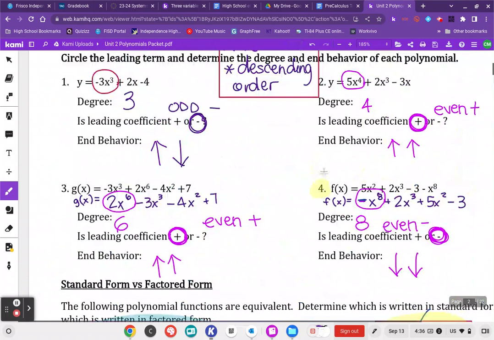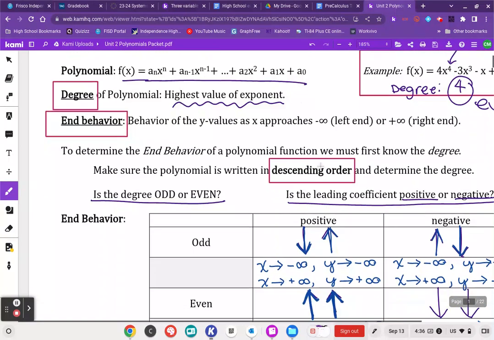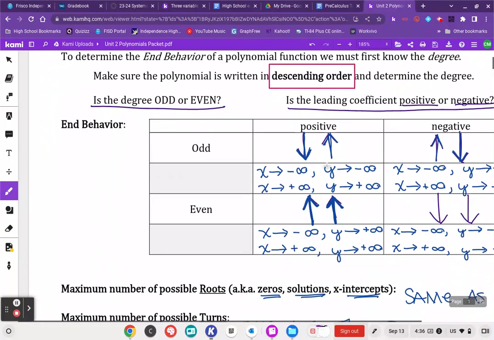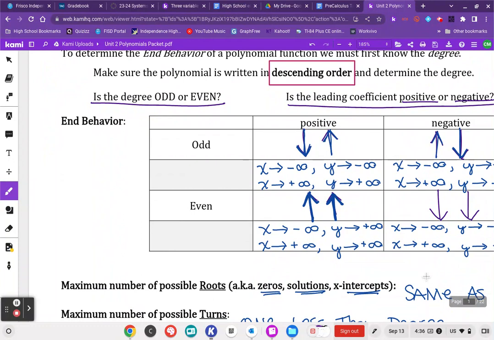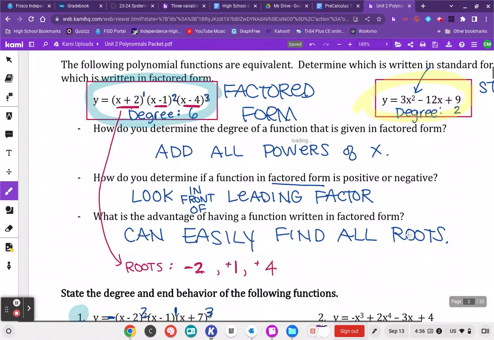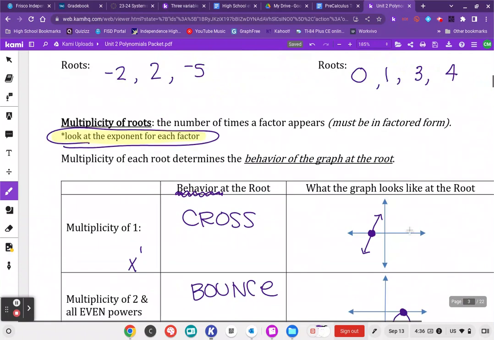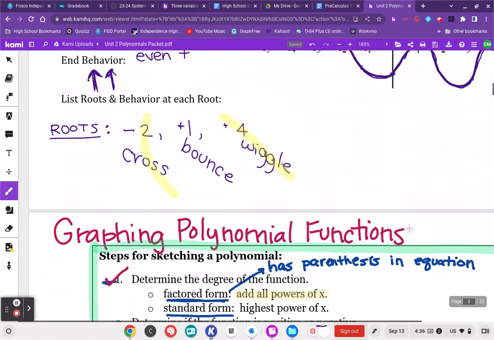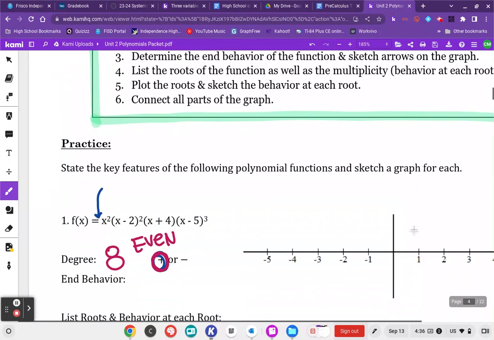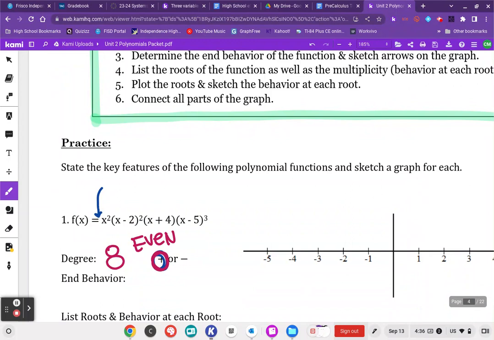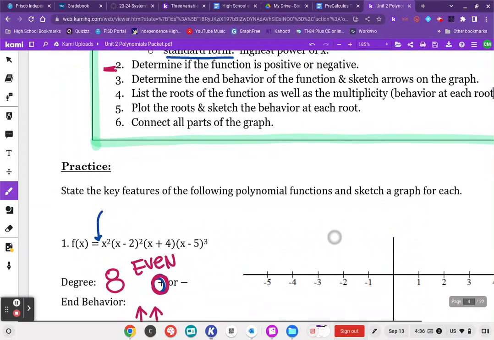Now you will have to know this chart on assessment day. So figure out a way that you can remember this chart. But even and positive means I'll have up, up end behavior. So let's go back to my graph and record what I've figured out, that my end behavior is going to be up. Okay, that's really important for my graph.